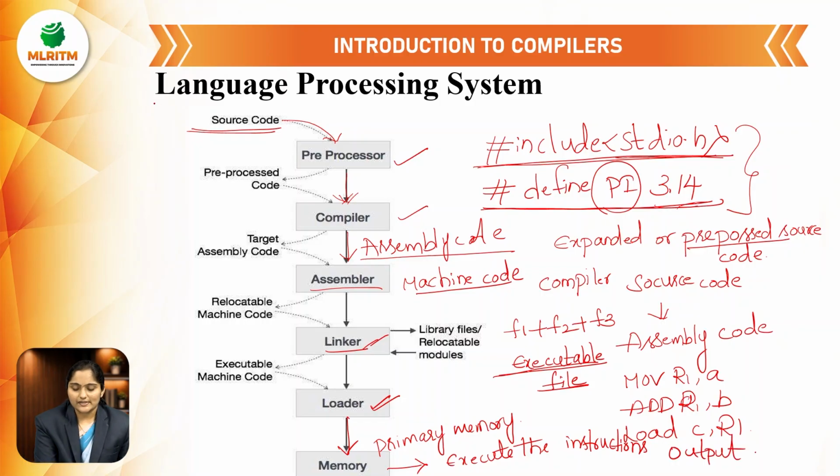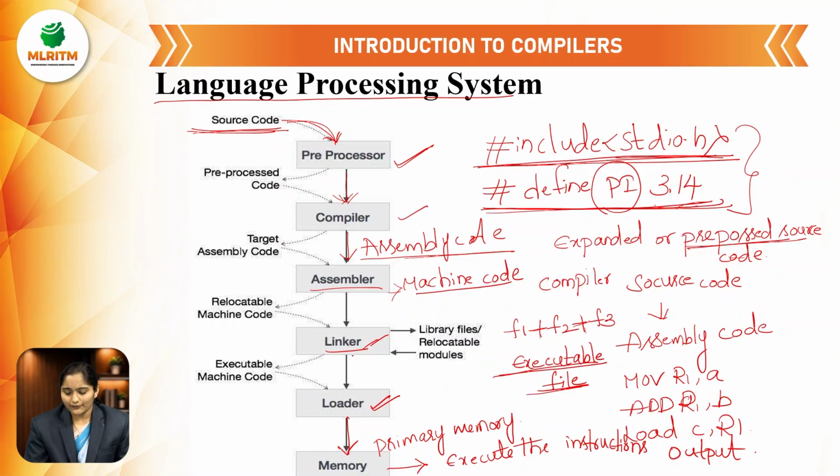In this way, the language processing system processes the source code, and finally an executable code is generated. Let's see the sequence. The source code is given to the preprocessor. The preprocessor removes the preprocessor directives and symbolic constants, and gives the preprocessed source code to the compiler. The compiler translates it into assembly code, and later the assembler converts the assembly code to machine code. With the help of the linker, all the small files are combined and one executable file is generated.